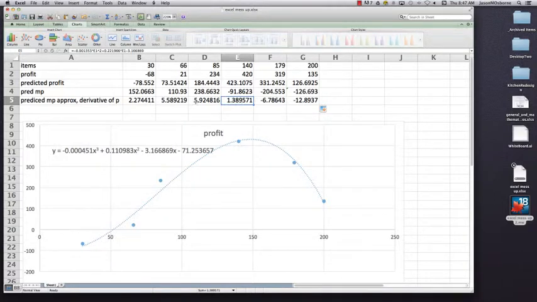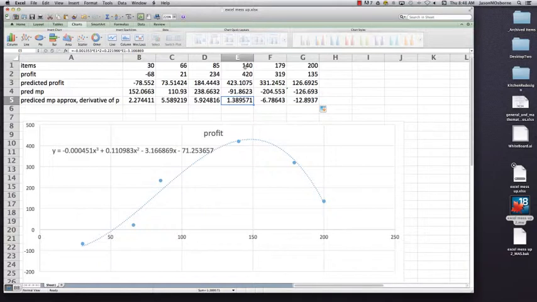So what we are looking at here is we can now goal seek on this. You can see that our marginal profit approximation, if we sell one more than 30 items, we're going to make about $2.27 more. If you sell one more item than 140 of them, you will only make $1.38, which is a decrease from $2.27. So we can see that as we're getting closer to this 140 mark, our profit that we get by selling one more item is getting smaller.